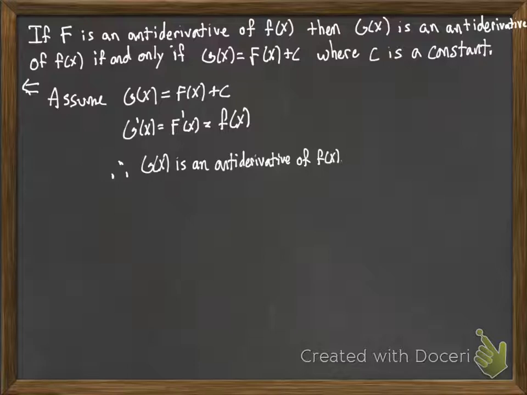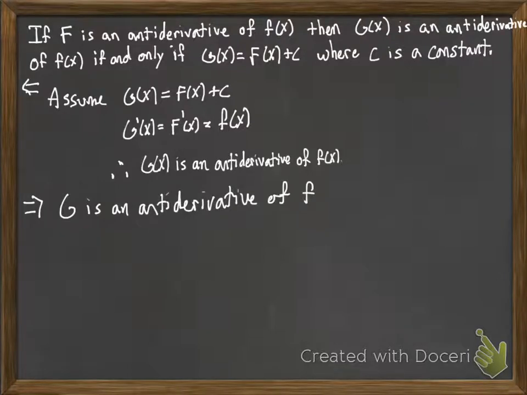So now we begin to prove the other way. We say let G be an antiderivative of f. Of course, what that means is that G prime is going to be equal to little f of x. Now recall, of course, that F prime is also little f of x as well. And so what we're going to do, a common technique in calculus proofs, is create a new function.